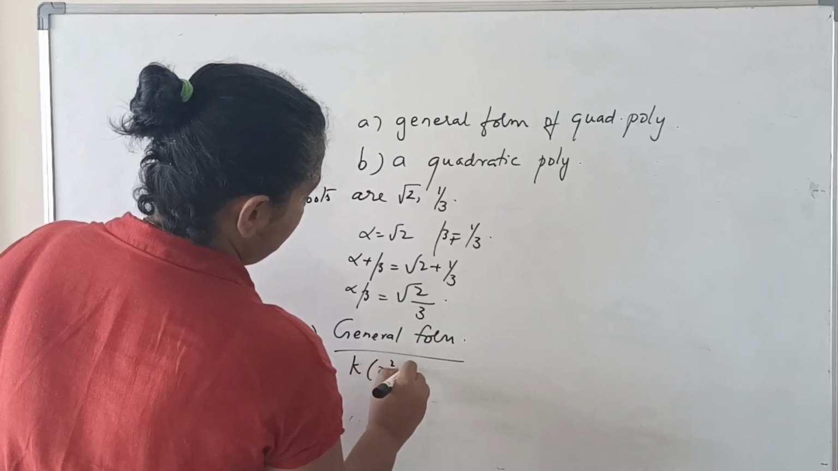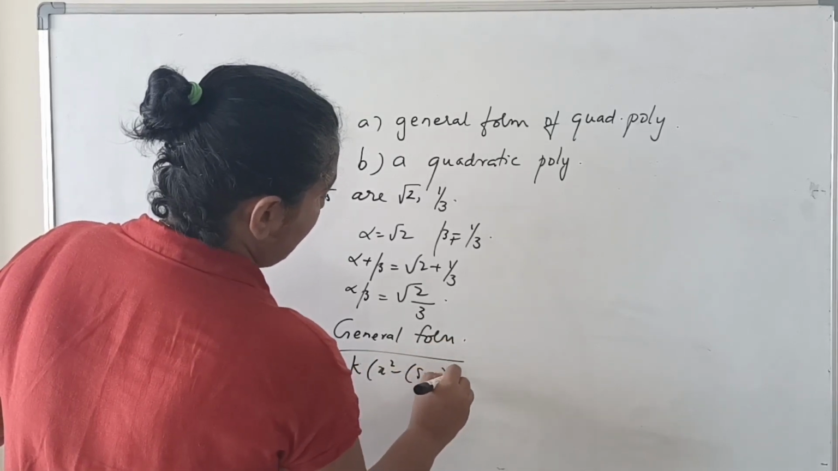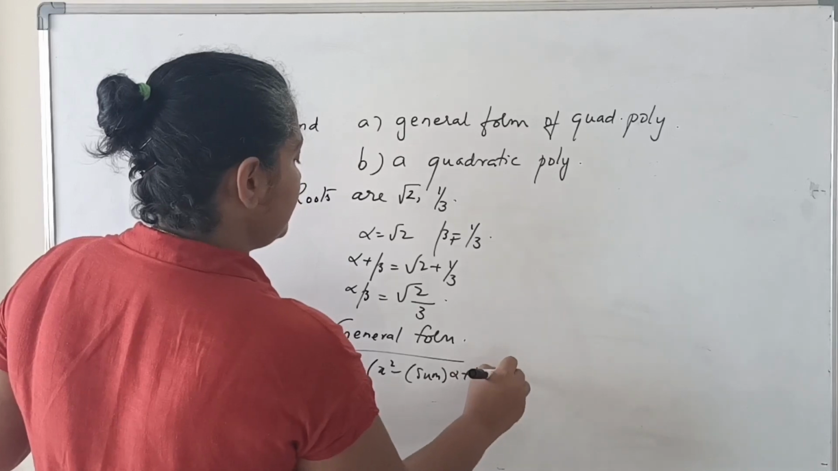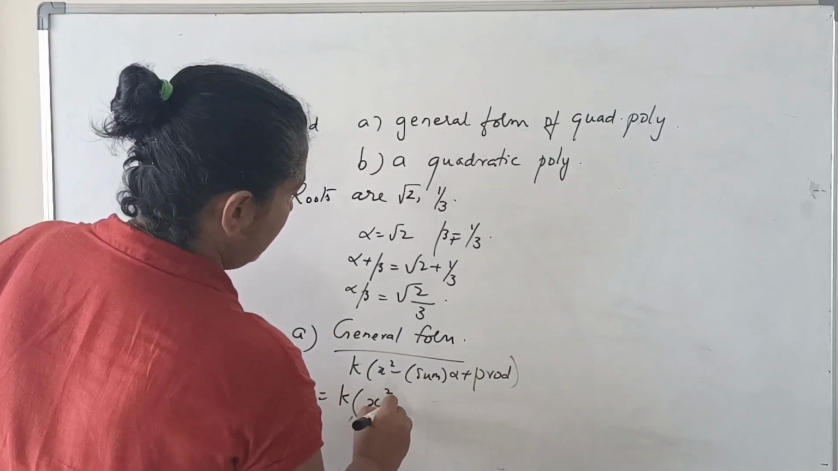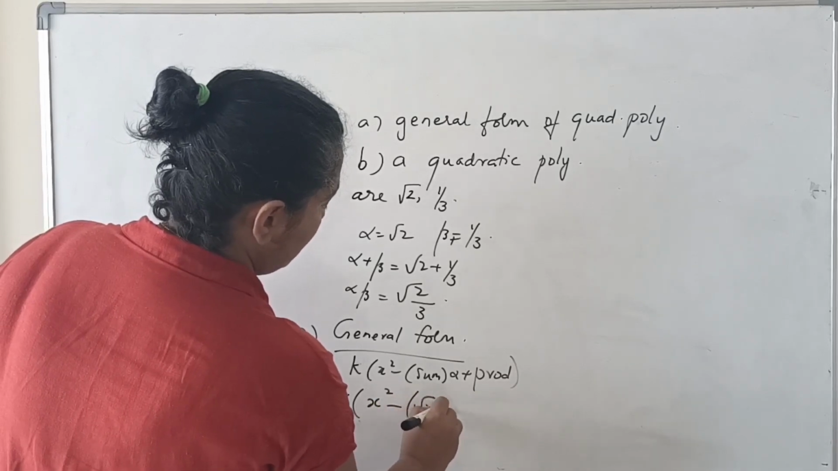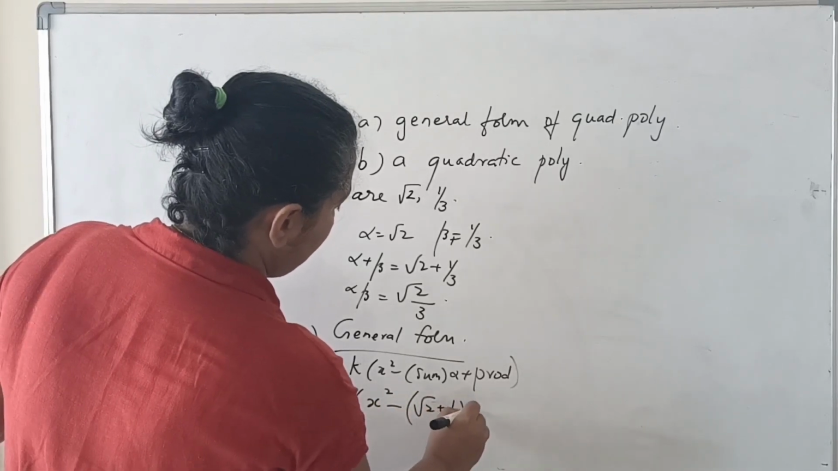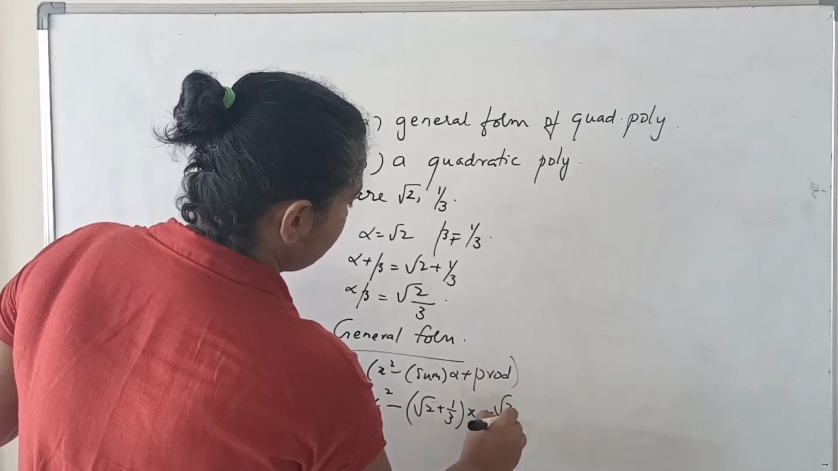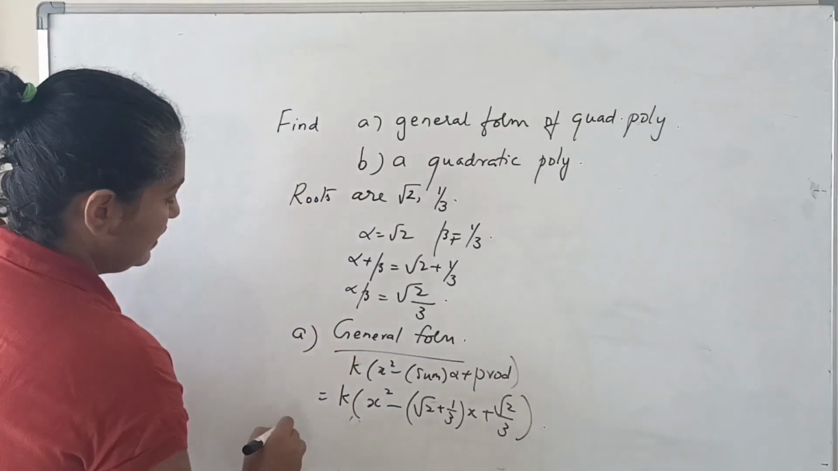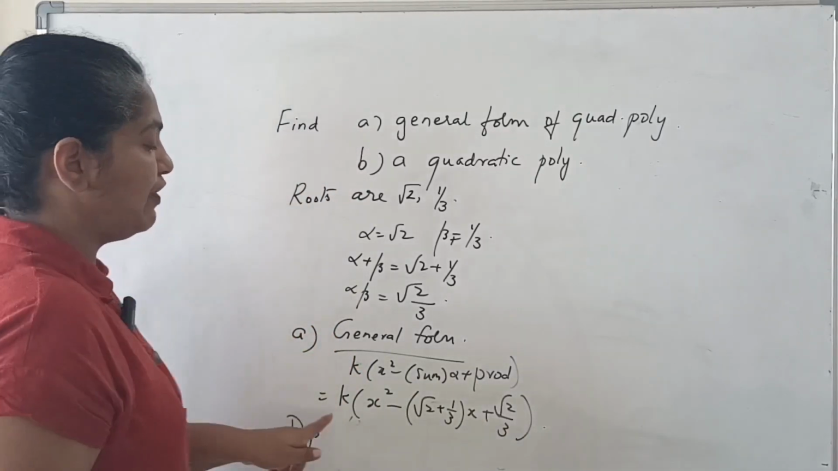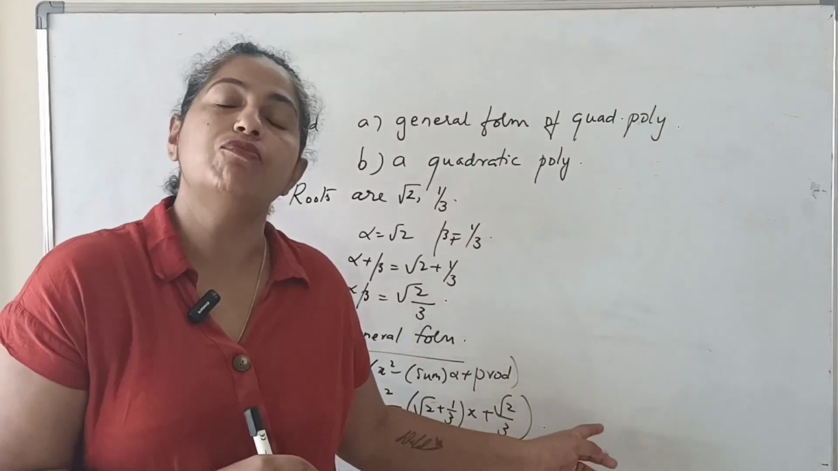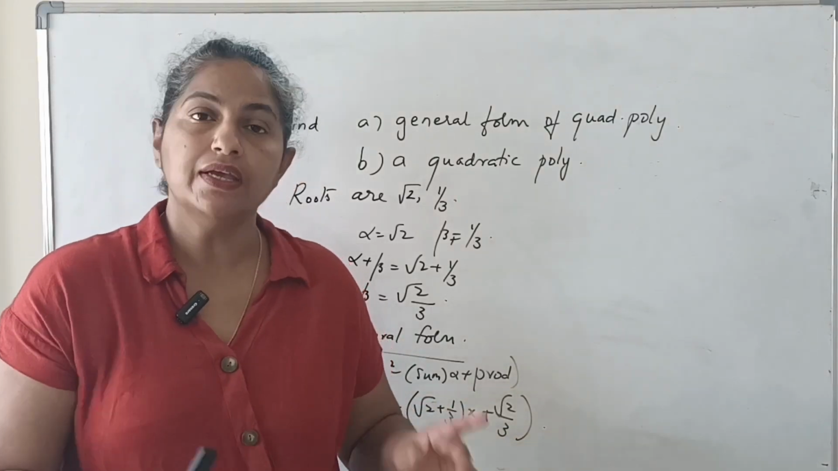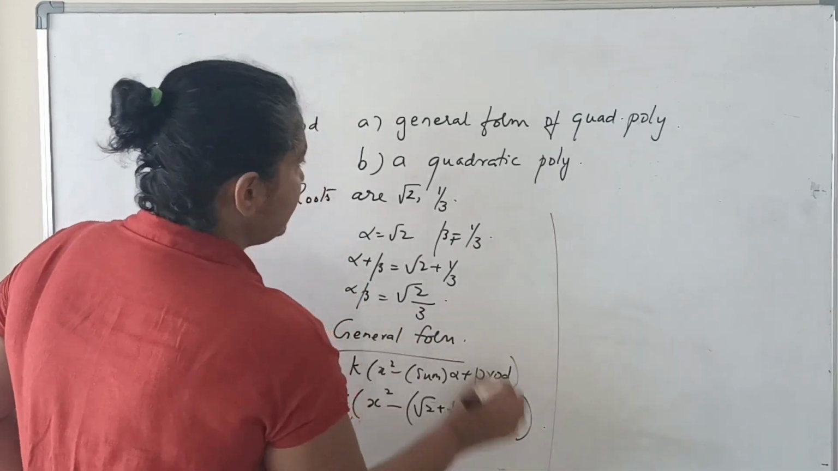k into x square minus sum into x plus product. Okay, so k into x square minus root 2 plus 1 by 3 into x plus product. Then you will write, depending upon the value of k, this is a general form, and depending upon the value of k, we can have many polynomials. Okay, now the second part.